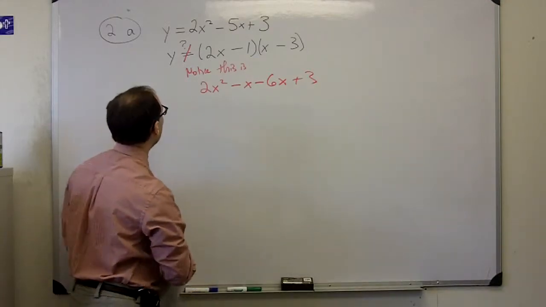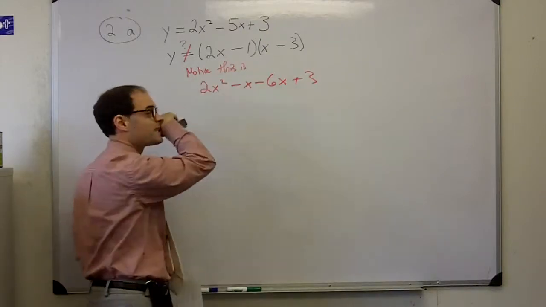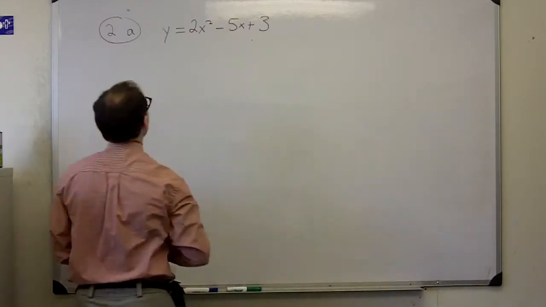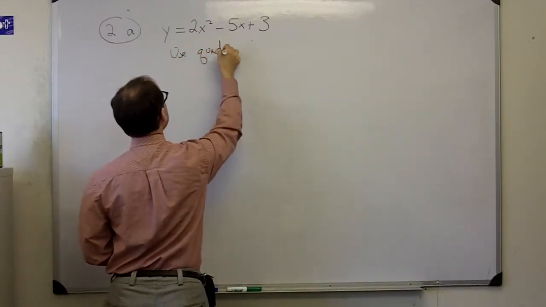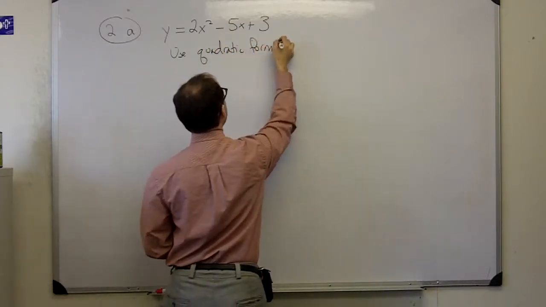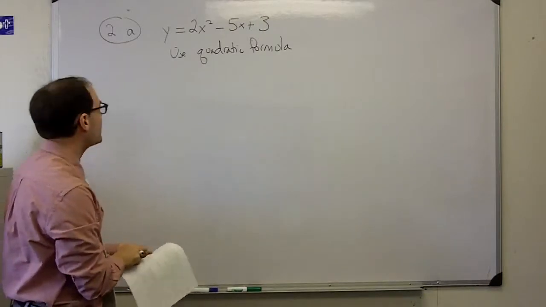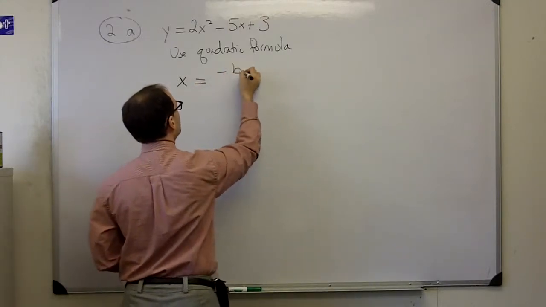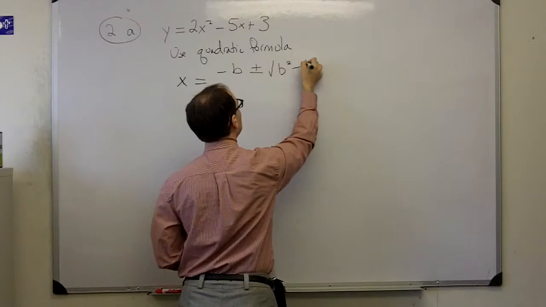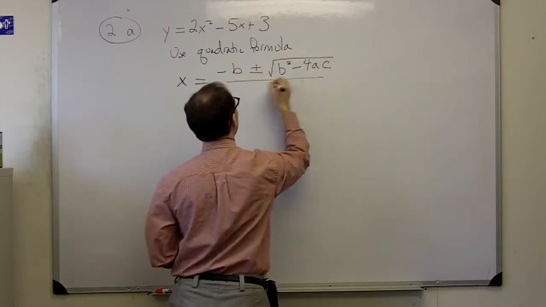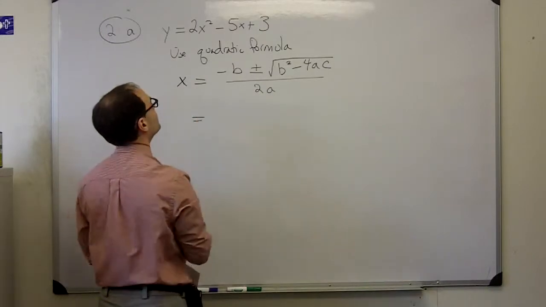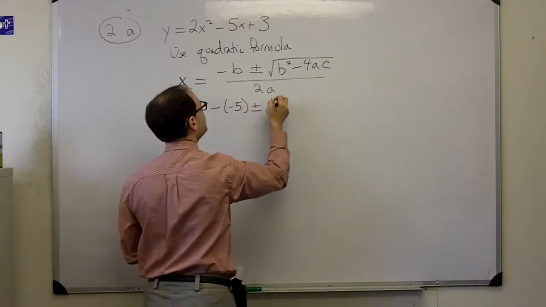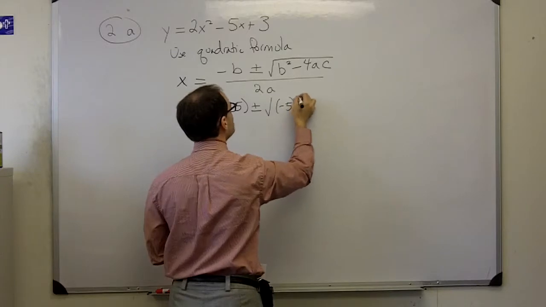So just factoring this one outright is probably not the best bet, because you probably get something like this one, which doesn't work. So instead, let's use the quadratic formula. The quadratic formula is going to say the x-intercepts are negative b plus or minus the square root of b squared minus 4ac, divided by 2a. All right, now let's put in the different parts here. The b is the negative 5. b squared is going to be the negative 5 squared.